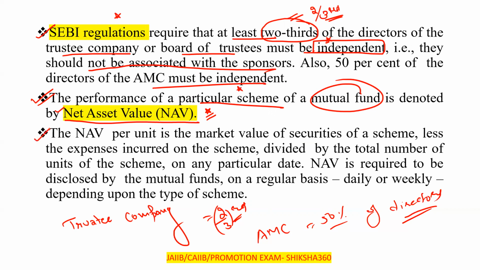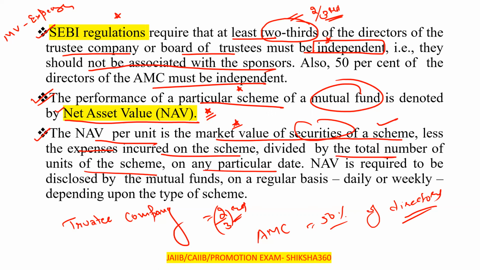So what is net asset value? The net asset value per unit is the market value of securities of a scheme less the expenses. Clear? What is the market value? Among that, we have to subtract the expenses incurred on the scheme, divided by the total number of units of the scheme on any particular date.